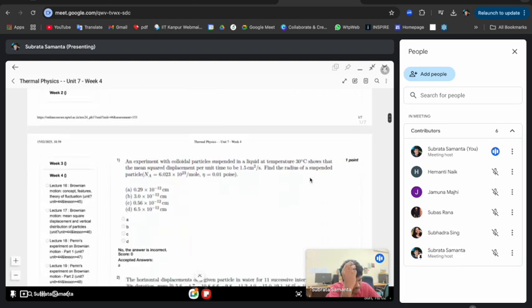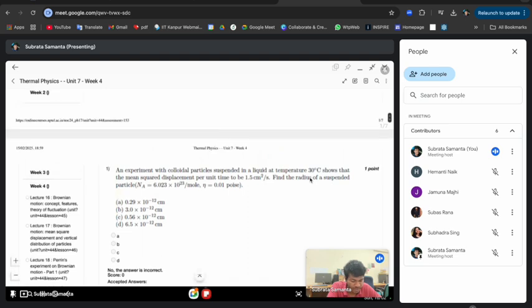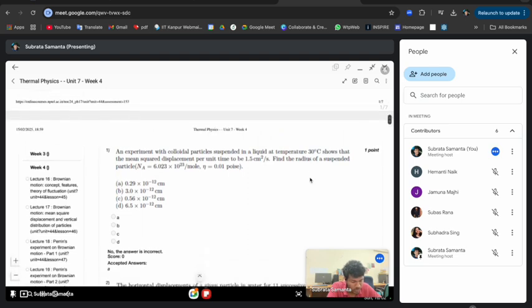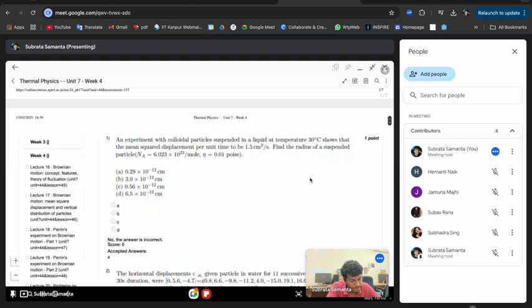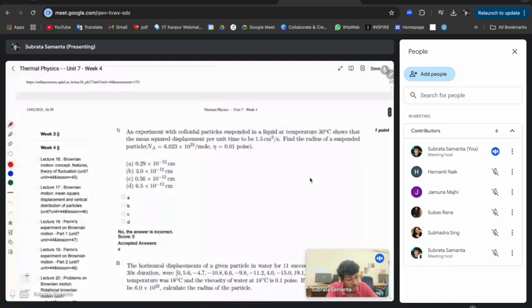I'll solve 10 problems from the previous year's week 4 assignment, related to Brownian motion and related stuff. So the first problem, an experiment with colloidal particles. Let's first open the marker.